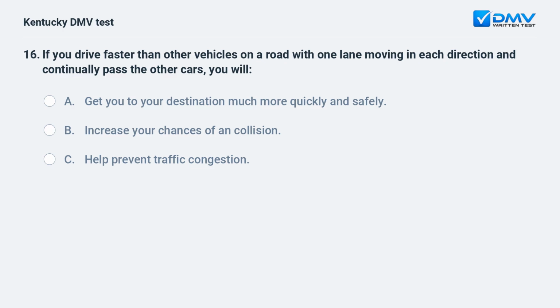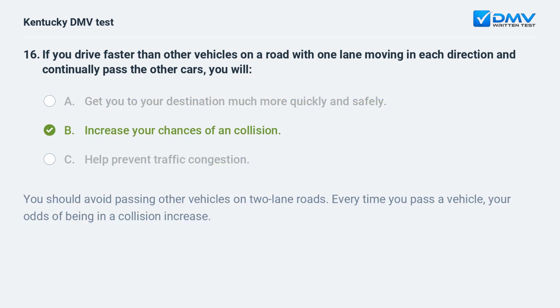If you drive faster than other vehicles on a road with one lane moving in each direction and continually pass the other cars, you will: A. Get to your destination much more quickly and safely. B. Increase your chances of a collision. C. Help prevent traffic congestion. B. Increase your chances of a collision. You should avoid passing other vehicles on two-lane roads. Every time you pass a vehicle, your odds of being in a collision increase.